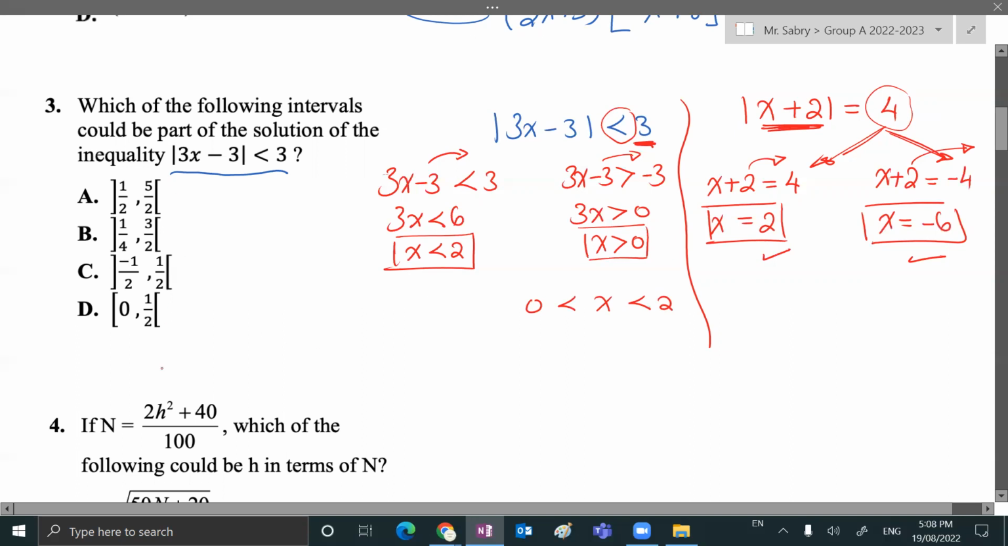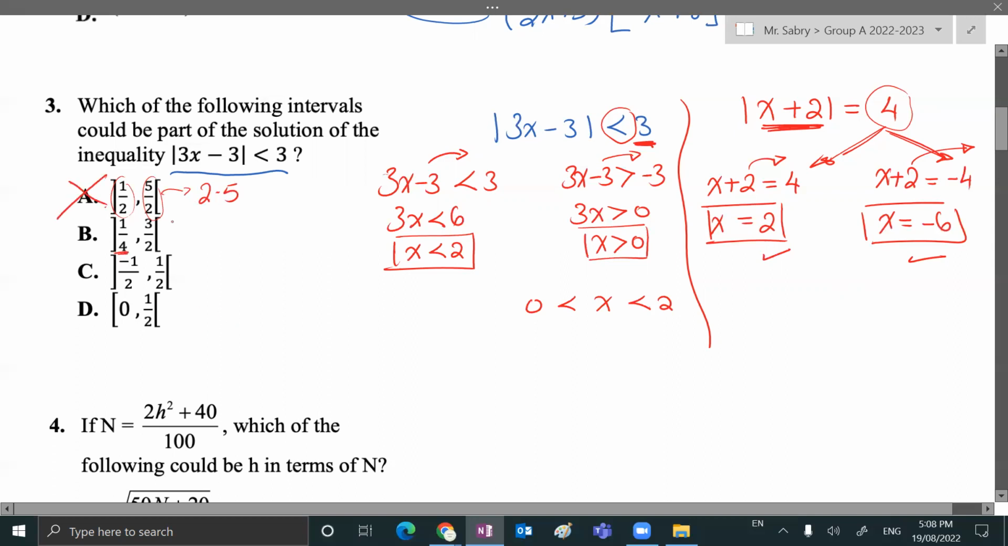Look at the intervals here. Look at these numbers here. Check which of those apply to this interval. It must be between 0 and 2. When you look at the first interval, this is half, but this one is 5/2. 5/2 means 2.5. So that's something that's bigger than 2. So this one cannot be the correct answer.